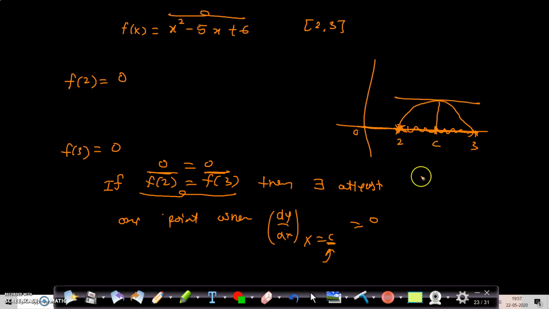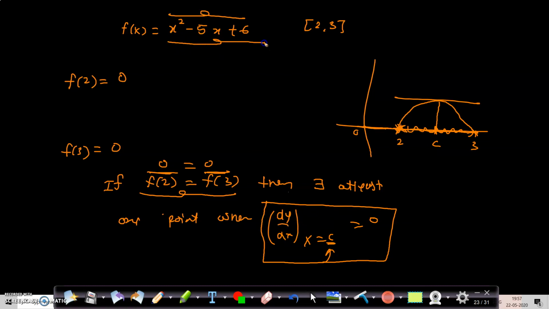Just try to find out what c is. How can you find it? By using this equation. This equation is going to help you. That means we need to find the derivative. We have to differentiate this: 2x minus 5. We differentiate and make it 0. Okay, if we solve it, it is going to be 2.5. So this is a point. This is the point where the derivative is going to be 0.